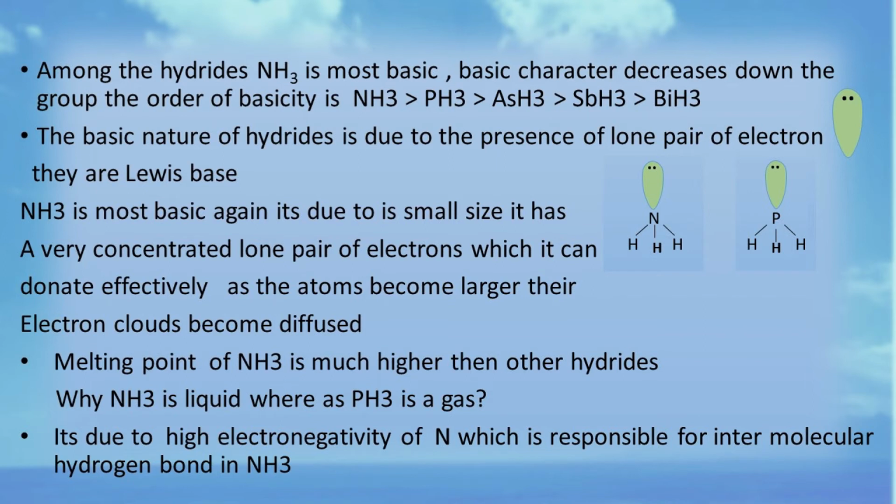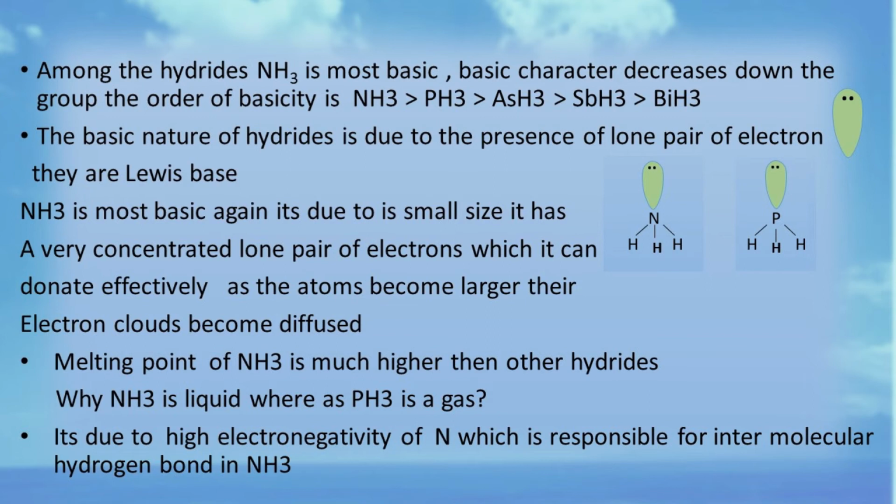And why is NH3 the most basic among these? It is because of its small size. Due to the small size of nitrogen, it has a very concentrated, dense electron cloud, which it can donate effectively. Whereas as the size of the atom increases, the electron cloud becomes more diffused. Hence, the donation is not that effective. Therefore, among the hydrides, ammonia is the most basic.